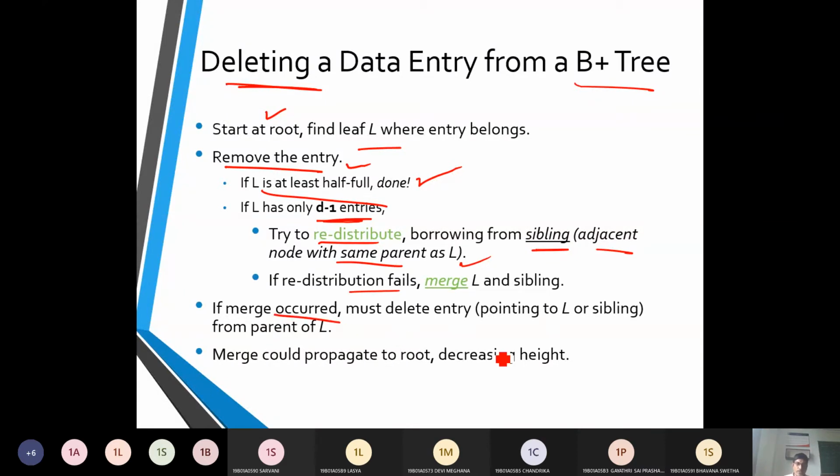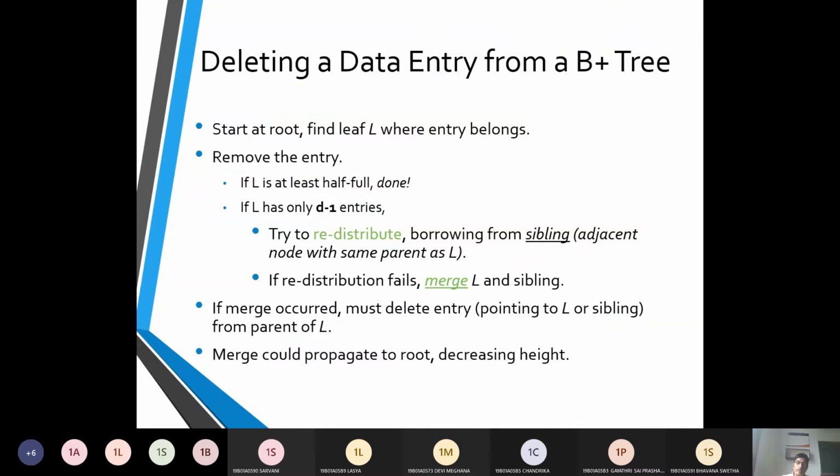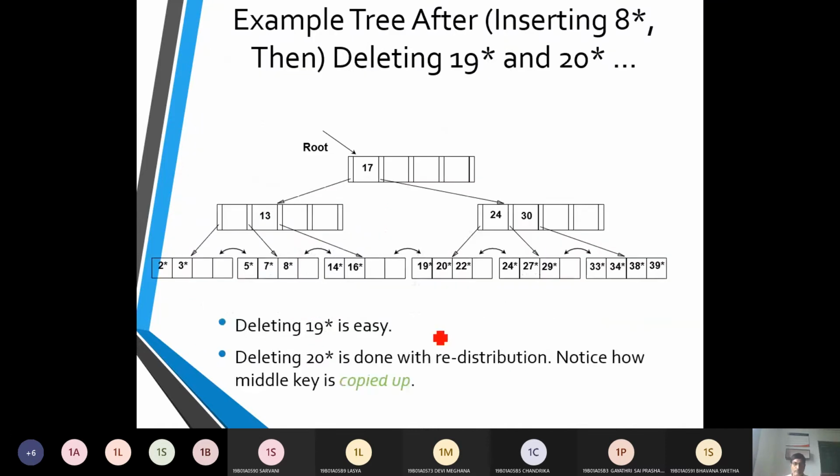And if a merge occurs, we must delete the entry pointing to L from the parent. So merge could propagate to the root by decreasing the height. So there are chances where we can remove the middle node. There are chances where we can eliminate the middle node, etc.